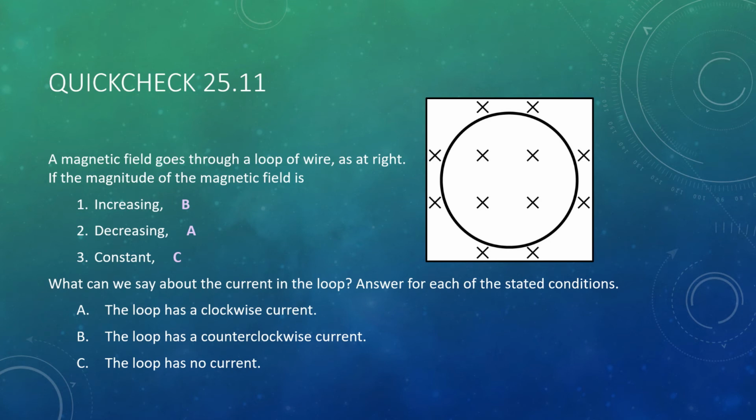The opposite is true if it is decreasing. Here we have a field going into the loop, and it's decreasing. If that's the case, we need to oppose that decrease by also having a magnetic field in that same direction, into the screen. If we have a field going into the screen, by the right-hand rule that gives us a clockwise current. And of course, if the magnetic field is constant, not changing at all, there is no change in flux, and as a result, there is no induced current at all. So the option there is C.